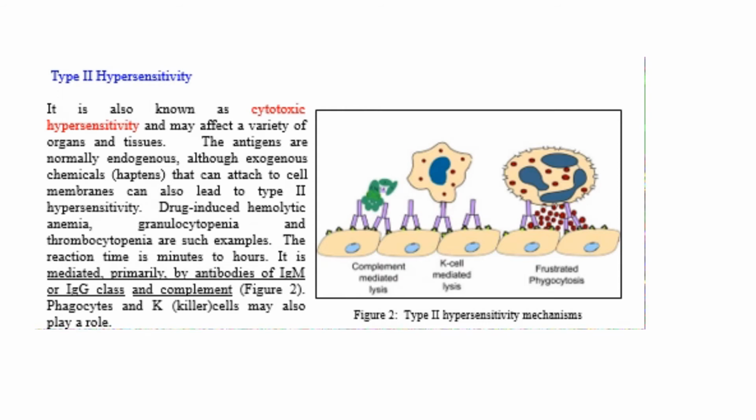Phagocytic and K cells may also play a role in the mechanism of this type of hypersensitivity reaction. The lesion contains antibody, complement, and neutrophils at the site of the target organs. Diagnostic tests include detection of circulating antibodies against tissue involved and the presence of antibody and complement in the lesion. And this can be detected by fluorescence microscopy.